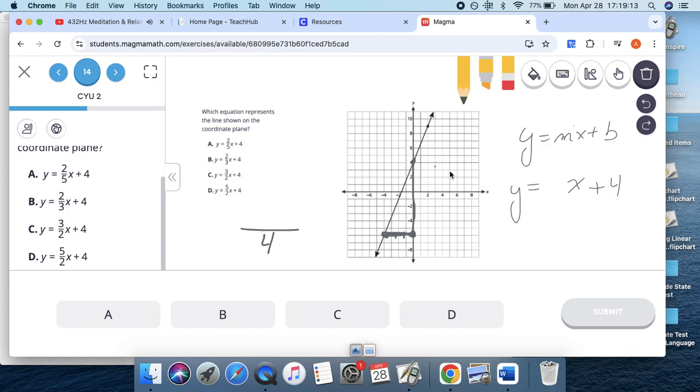And then the y2 minus y1 is this. It's the height here, right? Difference in y value. So let's count: 1, 2, 3, 4, 5, 6, 7, 8, 9, 10. 10 over 4, which simplifies to 5 over 2. So that's my slope, 5 over 2, and it's positive because it's going up. Is there anything that looks like this? 5 over 2x plus 4. Yeah. C, D.